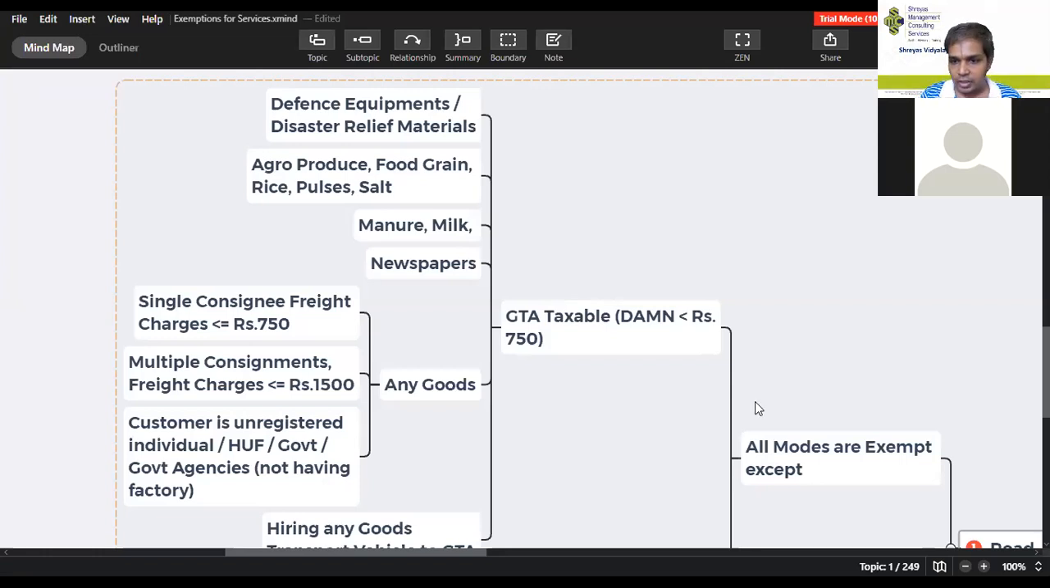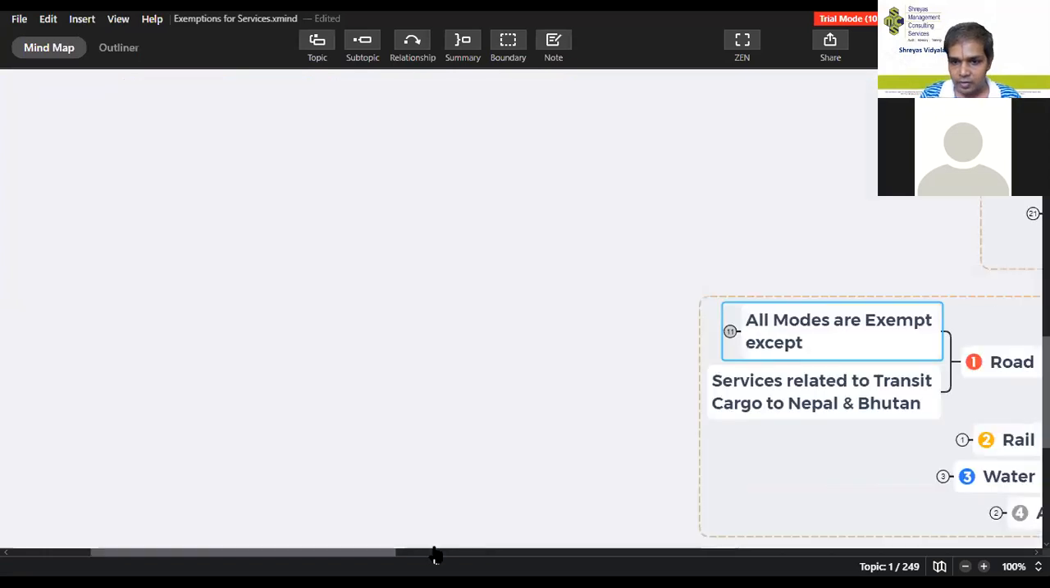So with this, we are done with this particular sector, which is about transport of passengers and goods.